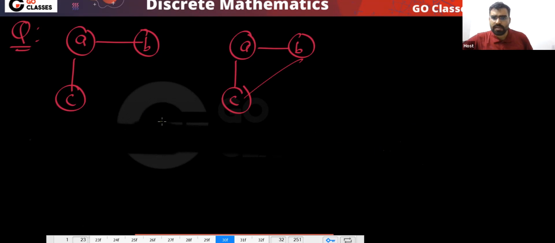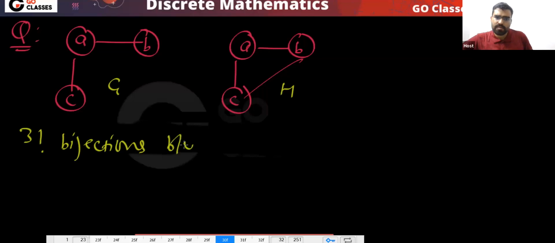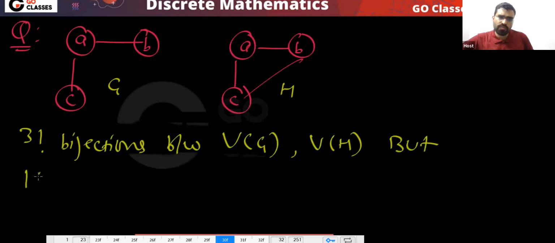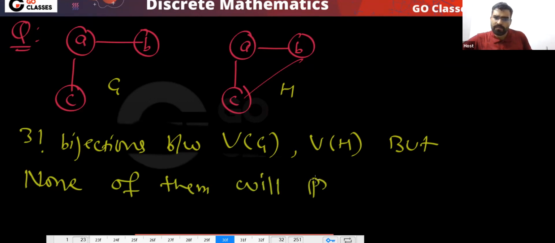No bijection will work. Whatever bijection you create, that will not work. There are a total of 3 factorial bijections. This is your G, this is your H. 3 factorial bijections between vertices of G and vertices of H. But none of them will preserve edges. Whatever you do, very simple.